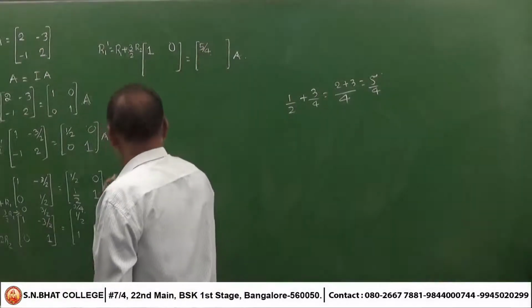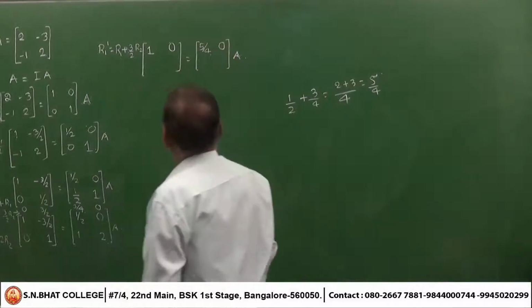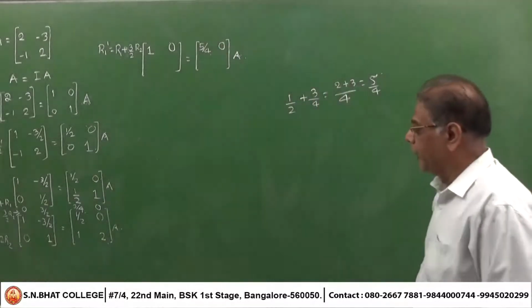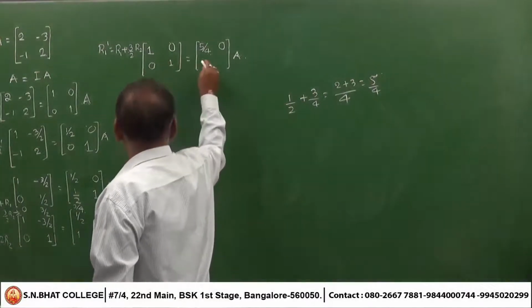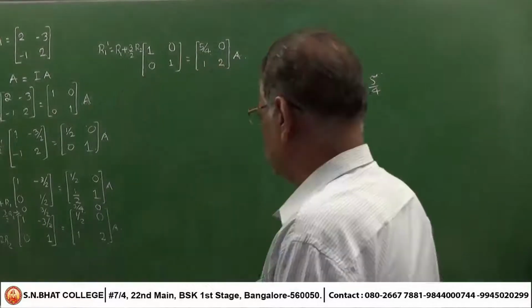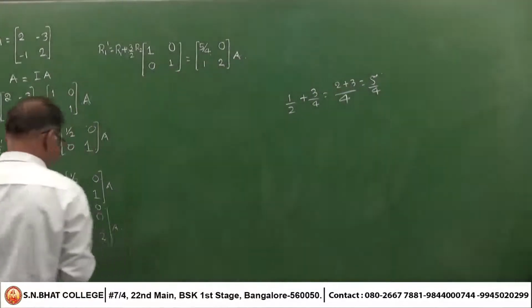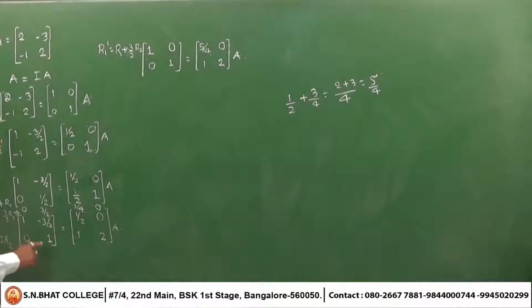Next, 0 plus 0 is 0. I have not touched R2, so write R2 as it is. See here, 3 by 2 R2 is this one. 3 by 2 into 0 is 0. 3 by 2 into 1 is 3 by 2. This is 3 by 2, not 3 by 4.